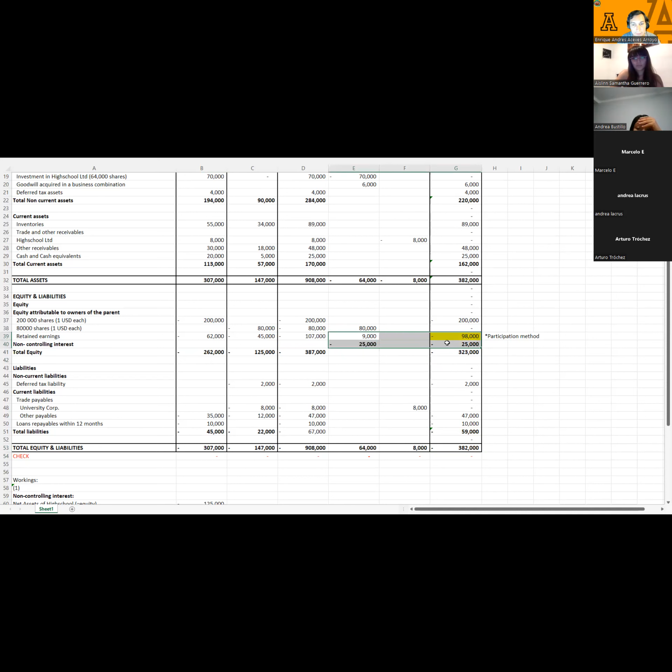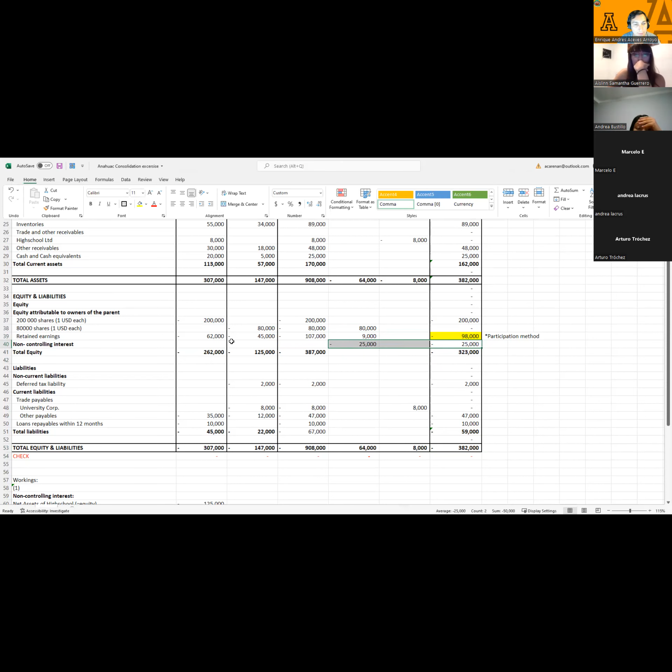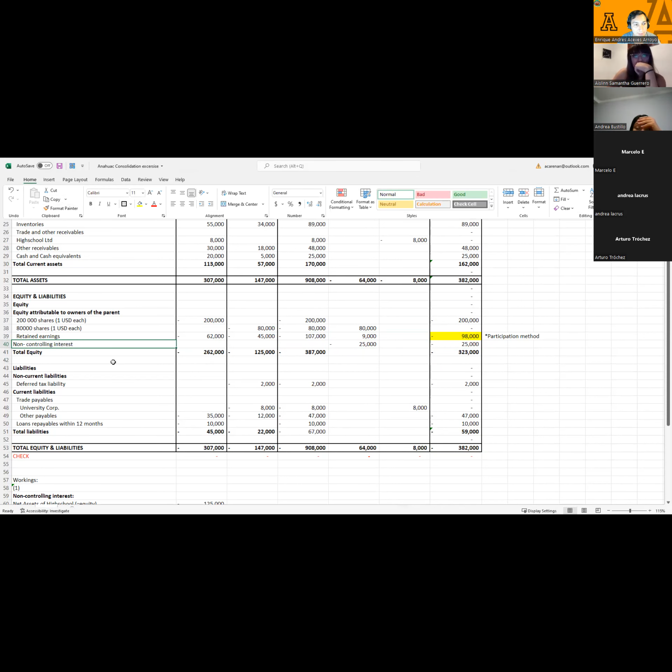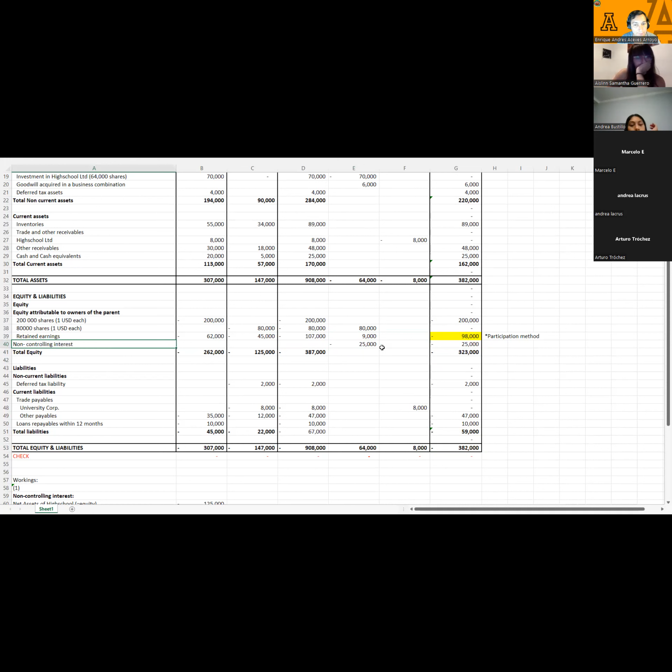That's it. Did you see what I did? Because I had a mistake in here, guys, in the exercise. This is total equity, and this is the non-controlling interest recognized. I just put it at the same total level.